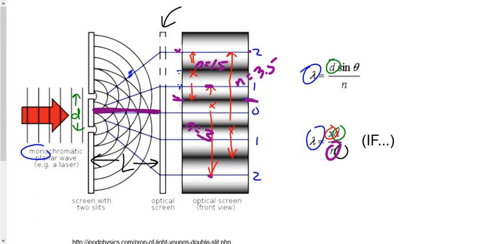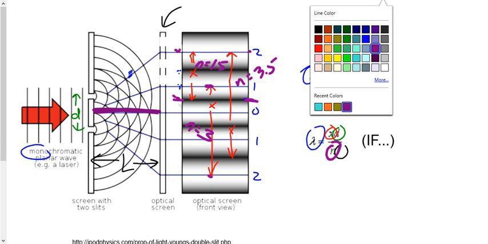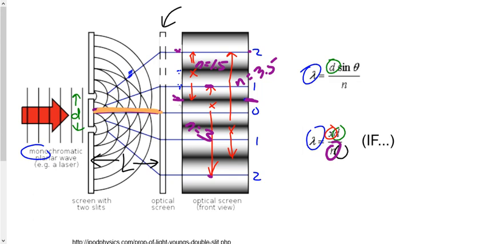Theta, that was a poor choice of color. Let's go with orange here. Theta can be this angle measured from the central maximum, central bright spot, central antinode, central constructive interference to the first order maximum, or it could be to the second order minimum. It doesn't really matter as long as n is consistent.